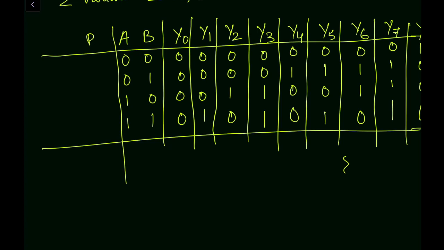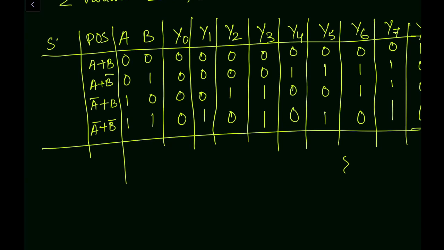Suppose we want to write down the product of sum expressions for these inputs, what will we have? 0 means 0 plus 0. So 0 means, in the case of product of sum, we can write a plus b. Okay, 0 means it is not the complemented one. Next we have 0 1. 0 1 means it is a plus b bar. Next we have 1 0 as the input combination. For this we will have a bar plus b. Okay, next we have 1 1, so it will be a bar plus b bar.